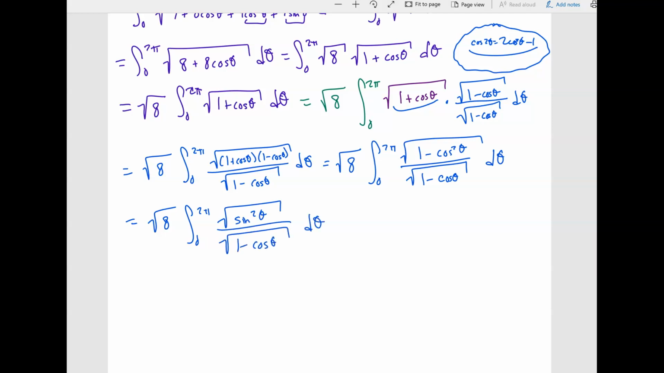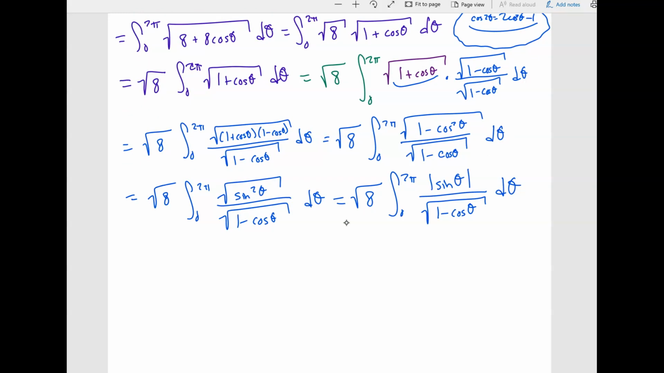Okay? Here's where the tricky part comes in, because when you take the square root out, you're going to get the absolute value of sine of theta over square root of 1 minus cosine of theta, d theta. So you have to be very careful, because the sign actually is negative in certain parts. If you think about it, all students take calculus, the sign is negative in quadrant 3 and quadrant 2.